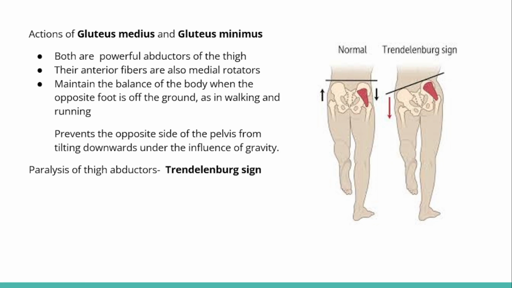What happens when these muscles, the thigh abductors, are not functioning properly? The pelvis of the unaffected side is going to tilt downwards. This is the Trendelenburg sign. I will explain in detail what the Trendelenburg sign is and its anatomical basis in a separate video.